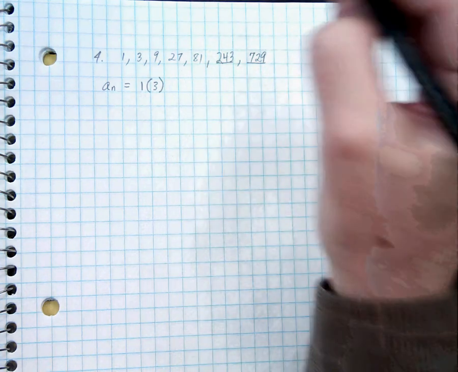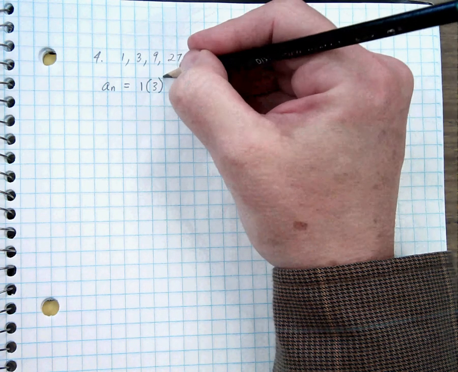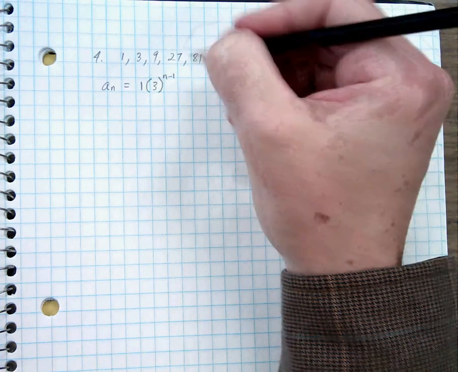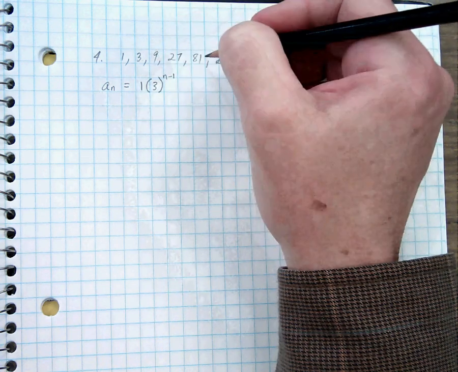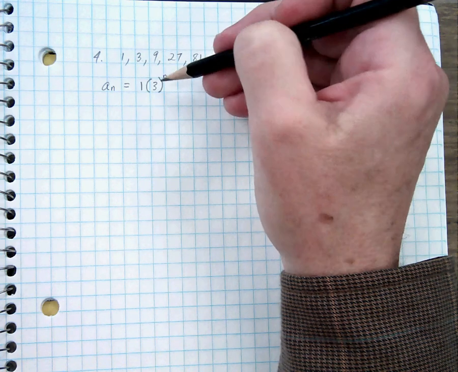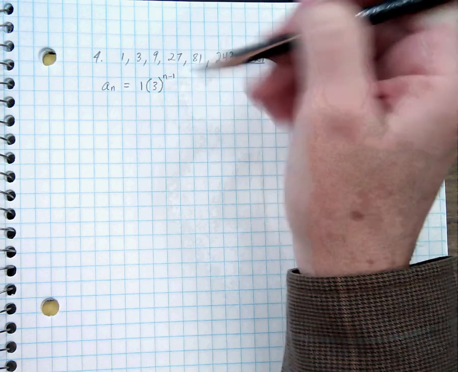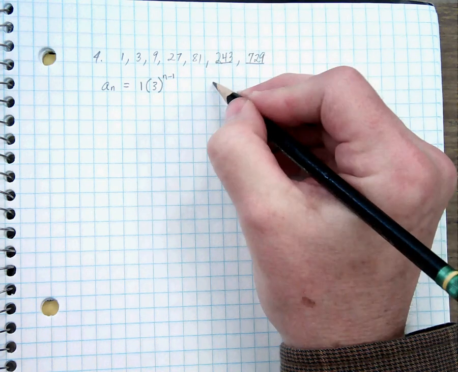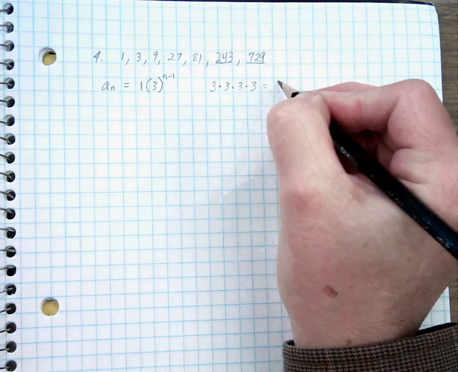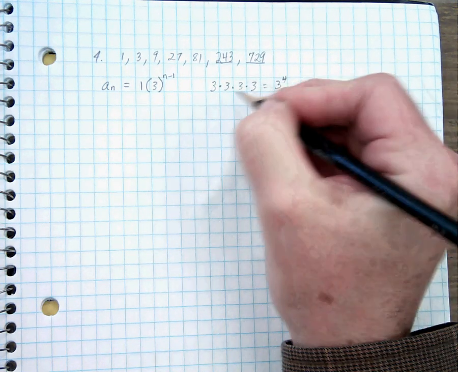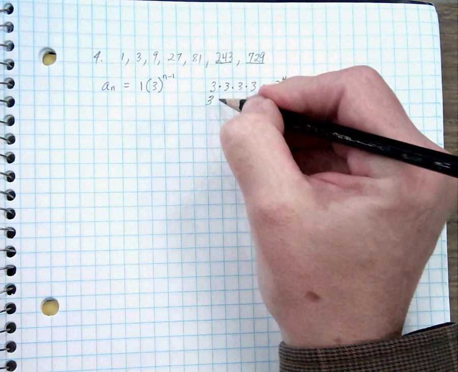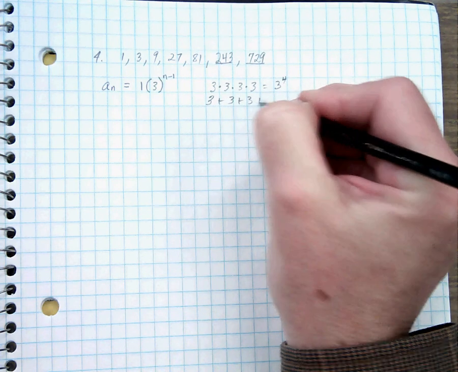Well, repeated multiplication is exponential. So that's n minus 1 power. Unlike earlier when we did repeated addition, which is represented with multiplication, this time we're doing repeated multiplication, which is represented by an exponent. It's kind of like if you did 3 times 3 times 3 times 3, which you could write as 3 to the 4th power, right? So repeated multiplication gives you an exponent, as opposed to 3 plus 3 plus 3 plus 3.